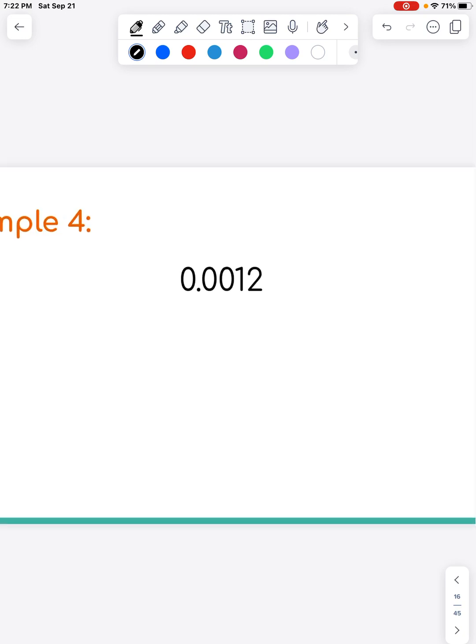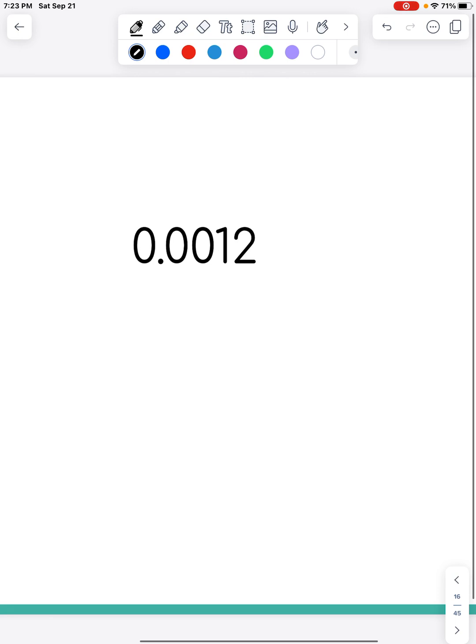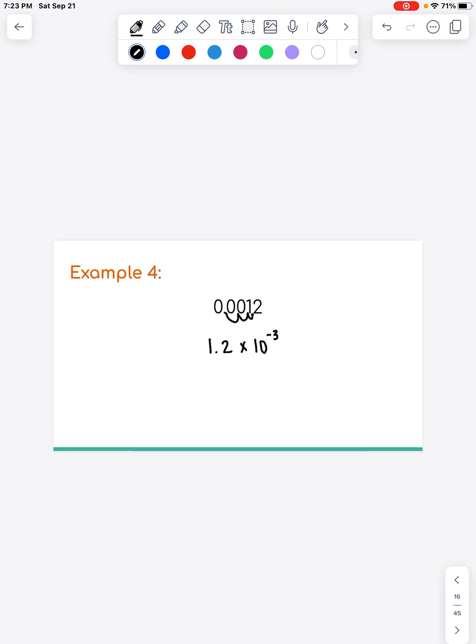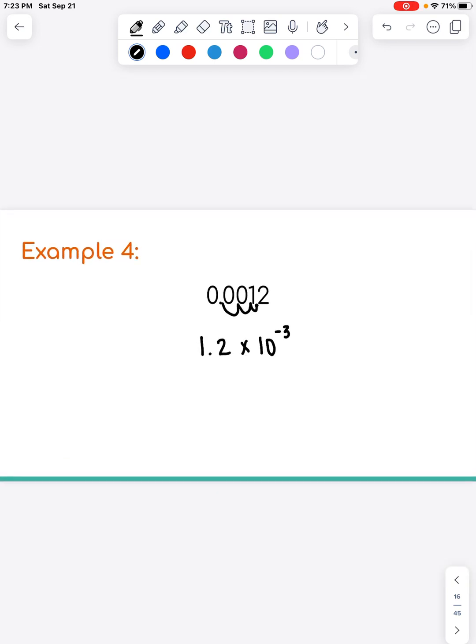So 0.0012, that's obviously a very small number. I'm going to place my decimal right after my 1 because that is my first digit that is not 0. 1.2 would be my factor, and 1, 2, 3 times 10 to the negative 3 because it is a small number.